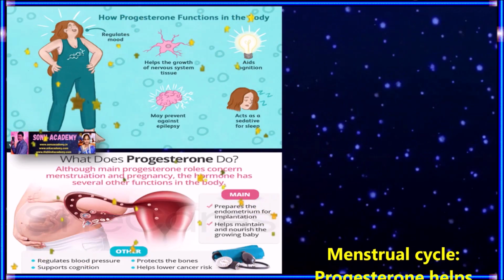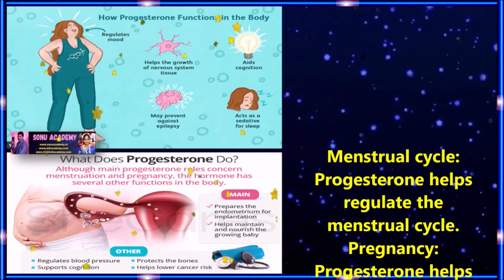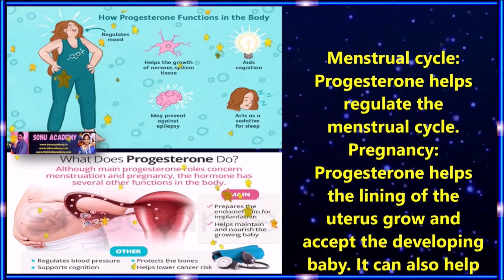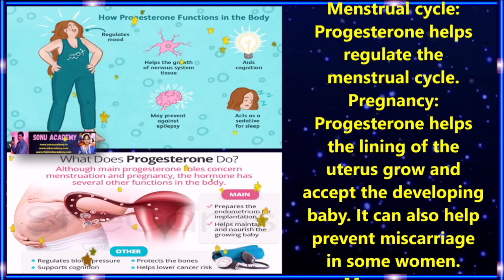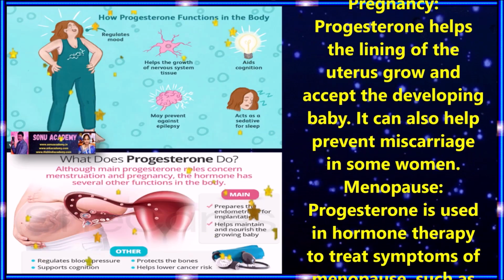Children, let us see what this progesterone does. Menstruation cycle: progesterone helps regulate the menstruation cycle. In pregnancy, progesterone helps the lining of the uterus grow and accept the developing baby. It can also help prevent miscarriages in some women.